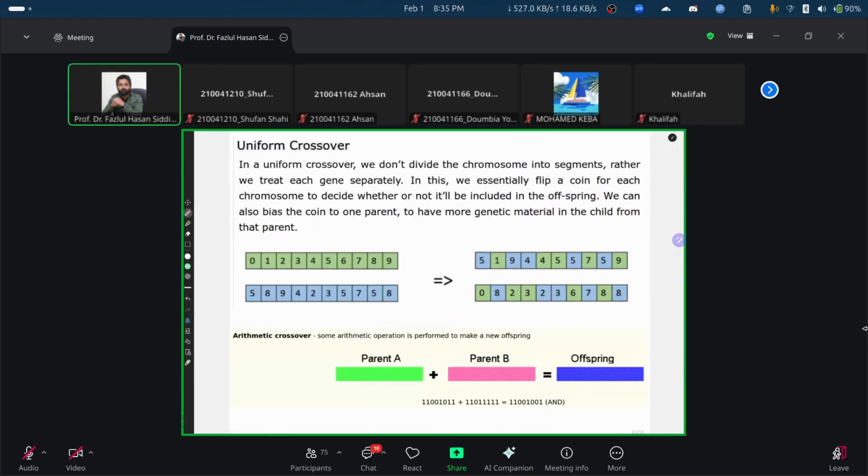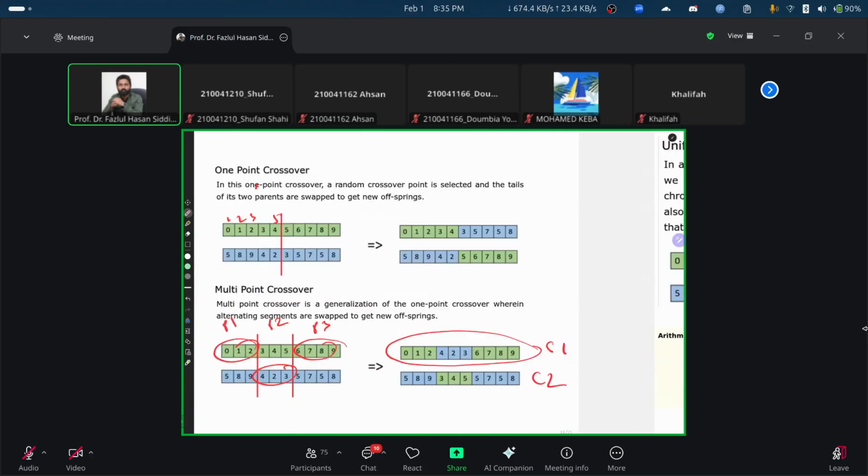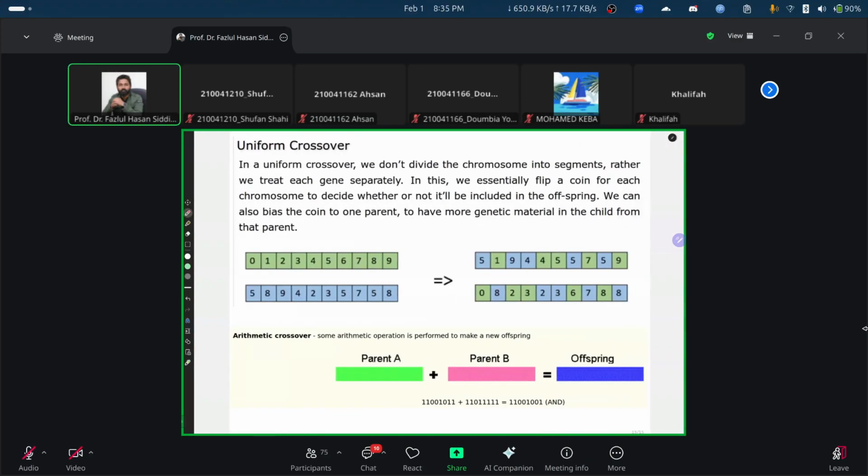Uniform crossover is something like the multi-point crossover. This is just like gene by gene. For example, in order to produce child number one, pick the first gene from parent one, second from parent two, third from parent one, fourth from parent two. This way you form child number one, one by one, or you can do two by two.